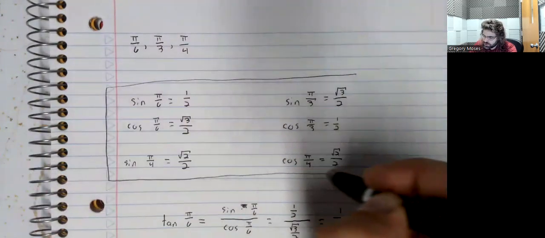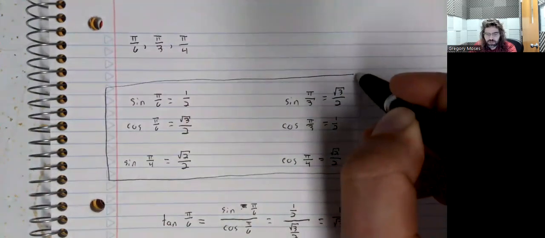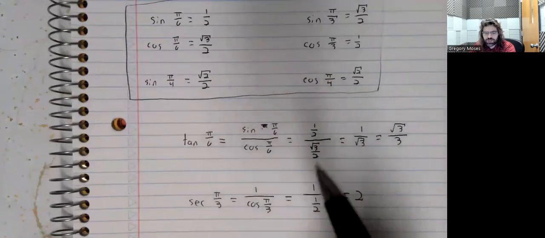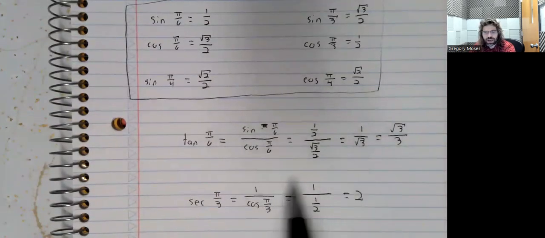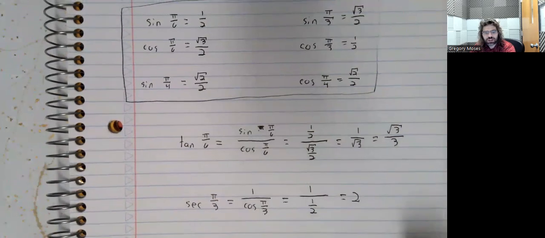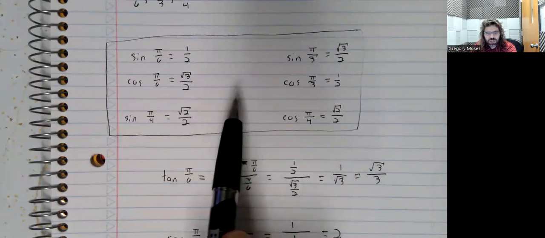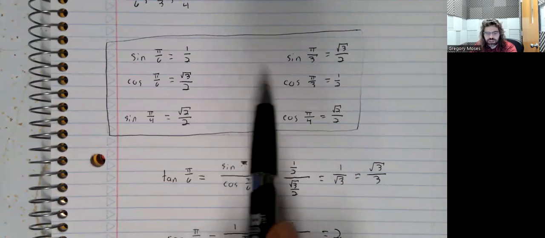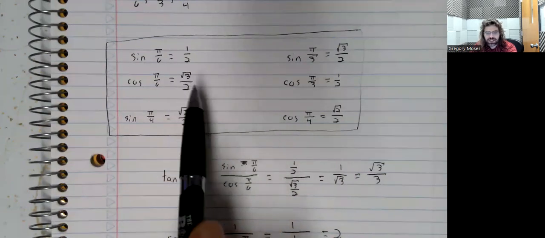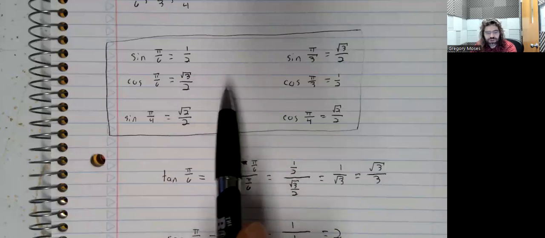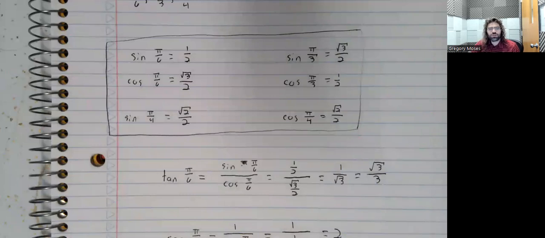Traditionally, students commit these to memory, and then if they need the other trig functions, they work them out like I do here. I sadly do not have any brilliant memory aid to help you with this. I know they're kind of ugly numbers to commit to memory.